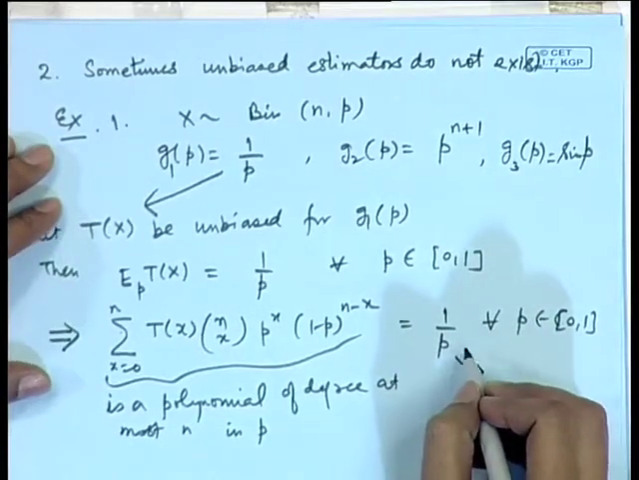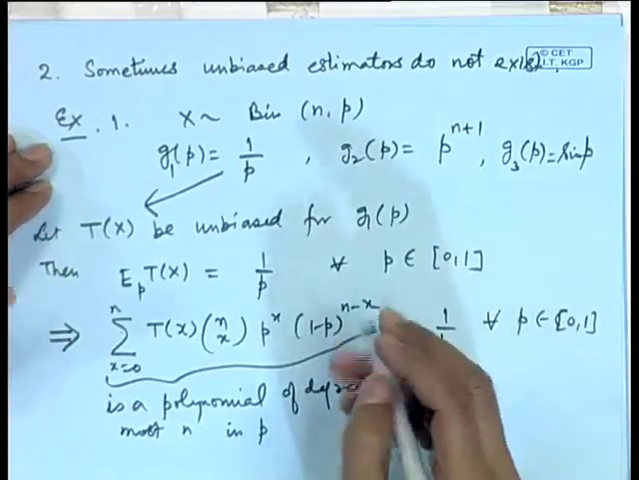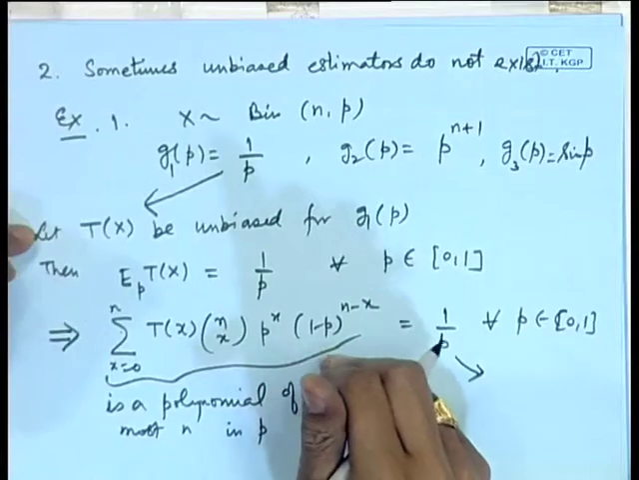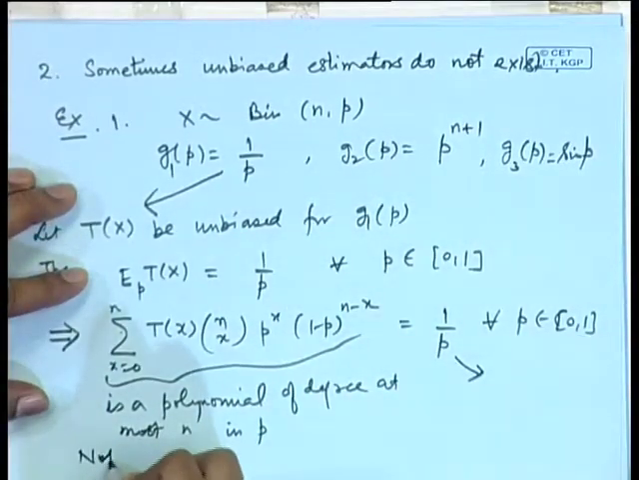Actually, it comes in the Laurent series. This is the reciprocal term. So, this can never be equal to this, because this has to agree for all the points on an open interval. So, this is not possible.